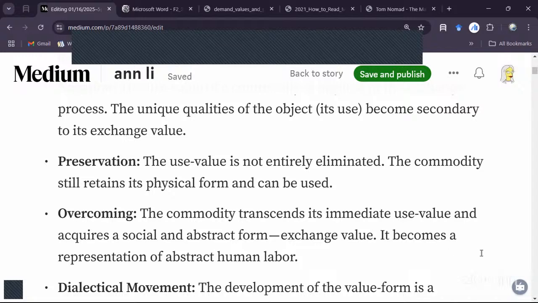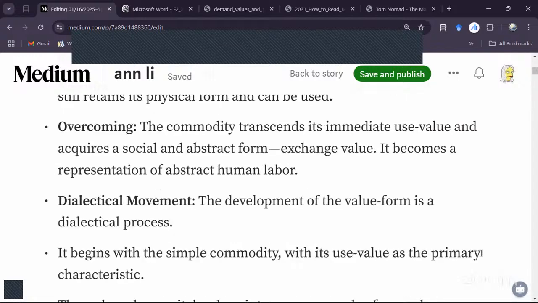Overcoming. The commodity transcends its immediate use value and acquires a social and abstract form, which is the point, the yammering point of Heinrich about the question of concrete and abstract form. Exchange value. It becomes a representation of abstract human labor, which is exactly the point that we've been trying to fiddle with. It's not concrete human labor, but rather abstract human labor, and it appears in a variety of forms.